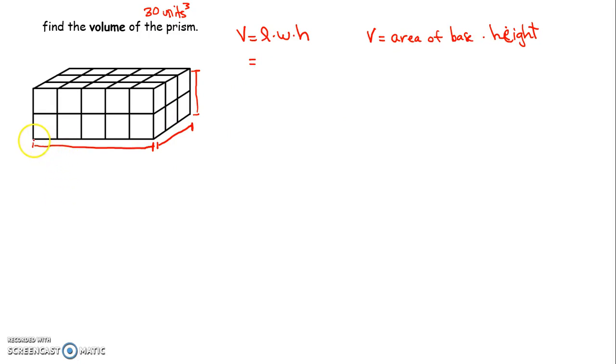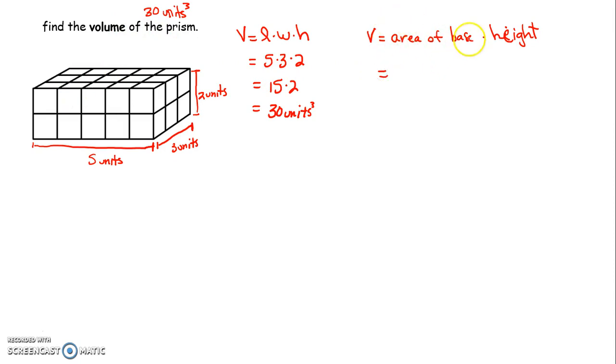So the length I showed on the first slide is 1, 2, 3, 4, 5. 5 units. The width is 1, 2, 3 units. And the height is 2 units. So we have 5 times 3 times 2. 5 times 3 is 15 times 2 is 30. 30 units cubed. It takes 30 cubes to create that prism. That's all that volume means. And so mathematically, it had better match what we get when we actually count up the cubes.